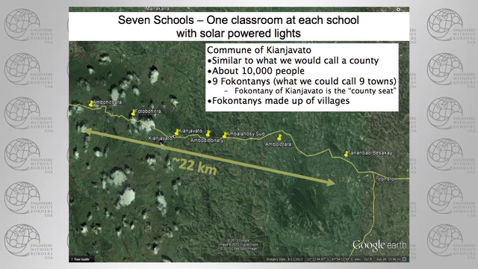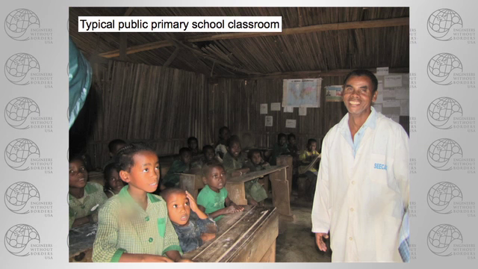So I said we've got a community of 10,000, and it's stretched out along the road about 22 kilometers. They call them fukintanis instead of villages, I guess is the easiest way. The county seat and the county are the same name, so that's even more confusing to people. Basically, each one of those points is a major village that's got a school in it. So this is a typical school, very dark, so that's one of the reasons why the community wanted solar power.